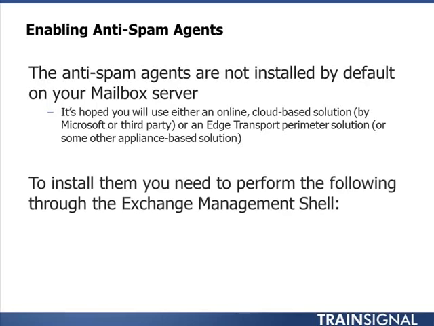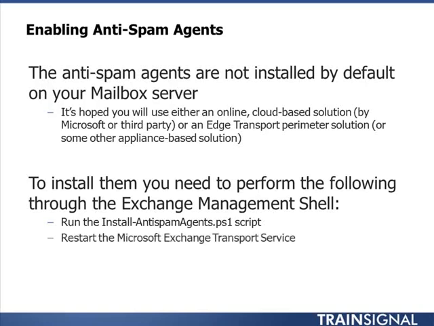So in order to enable the anti-spam agents, we need to run the install-antispamagents.ps1 script. Then we have to restart the Microsoft Exchange Transport Service, and we have to specify the internal SMTP servers in your organization. In our case with SpyTech Prime, we only have a single Exchange server, so we only have to specify that one SMTP server. And not to worry, you'll see this in action when we get to the scenario, because part of the scenario for SpyTech Prime is that we are going to enable the anti-spam agents.